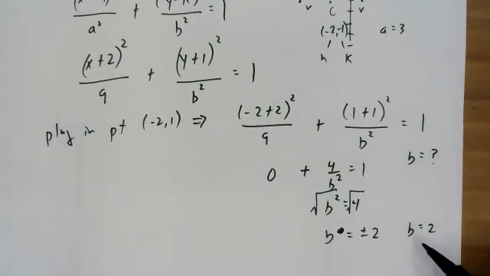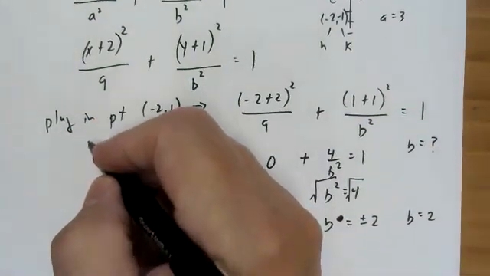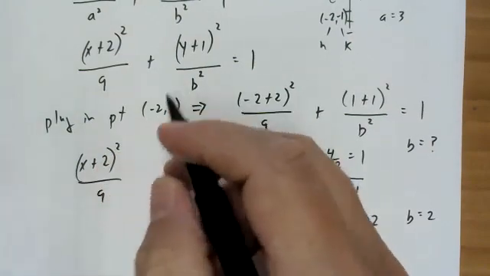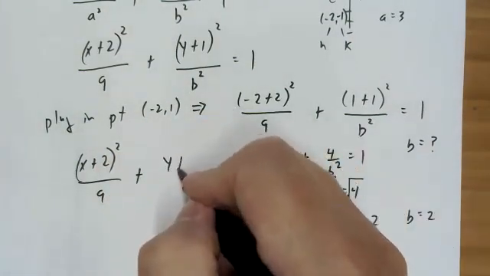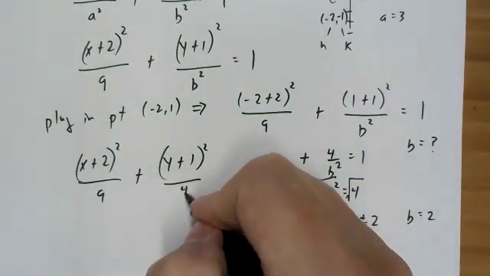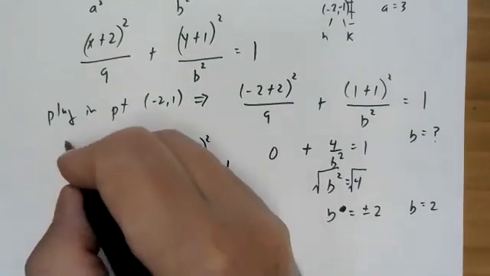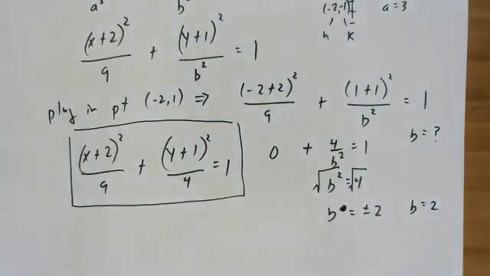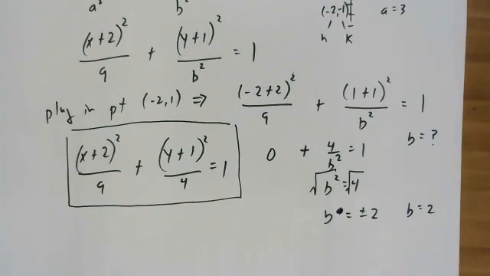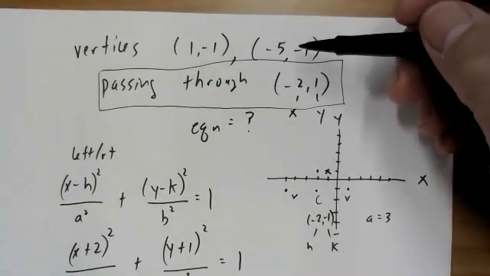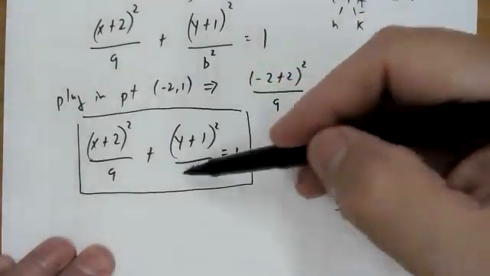So I plug in 2 for b here, and then my final equation for this ellipse. So b is 2, so this is 4. So this is the equation for the ellipse given this information. As a matter of fact, I went ahead just to confirm it. I graphed this.